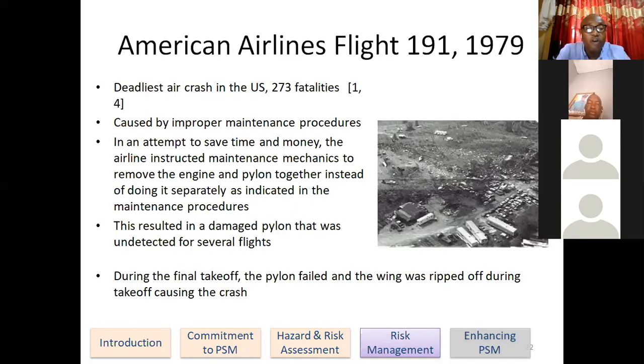And I gave the example of American Airlines Flight 191 that caused a fatality of 273 due to what? Improper maintenance procedure. The standard maintenance procedure is that the engine and the pylon must be removed at different times. But because they wanted to save time, what happened? They removed the two at the same time, causing the damage of the pylon. And when they fixed it back, it caused a crash and killed people.